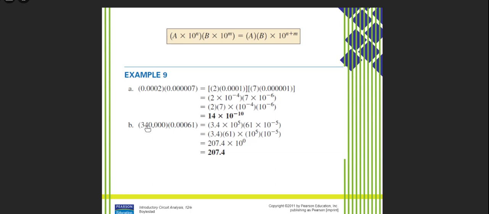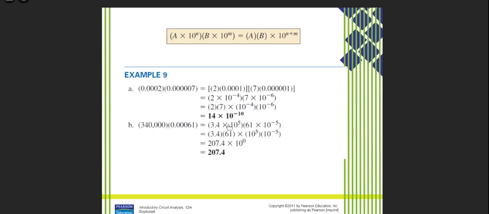And then for part B, I have this number and this one. I'm going to multiply them. First, convert them to the power of 10. This one is 3.4 multiplied by 10 power of 5. This one is 61 multiplied by 10 power of negative 5.